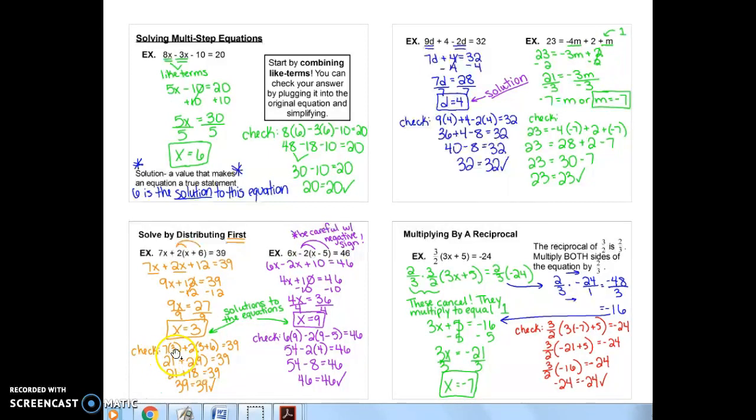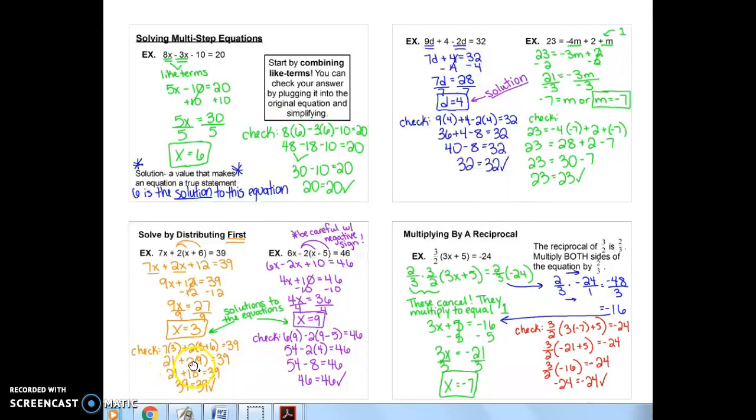Now I need to check my answer. So again, I take my original equation, and everywhere I had an x, I'm going to replace it with a value of 3. So I have 7 times 3 plus 2 times the quantity of 3 plus 6 equals 39. Follow order of operations. So inside of these parentheses has to come first. 3 plus 6 is 9. Carry down your 2. You can also multiply your 7 times 3 and get 21.